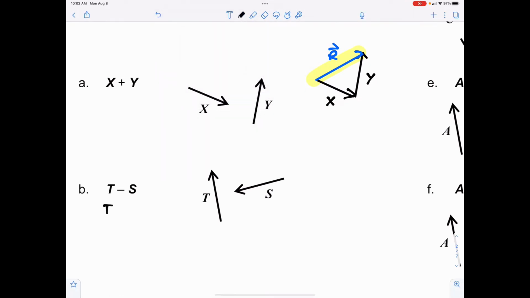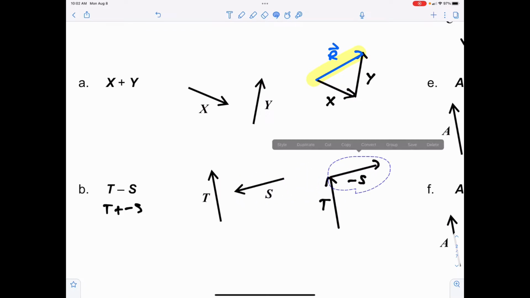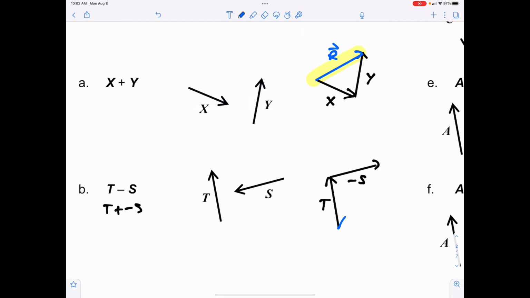T minus s would be t plus a negative s. So let's copy t. Now negative s would point up and to the right instead of down and to the left. Move these out into the space here. Just like that. Resultant vector, straight line arrow from start to finish.